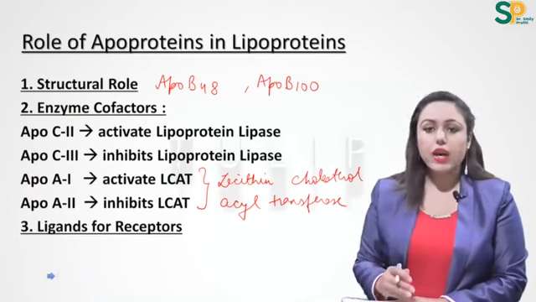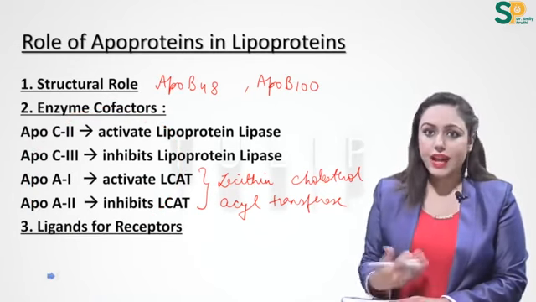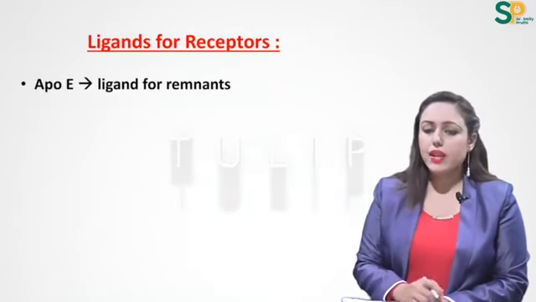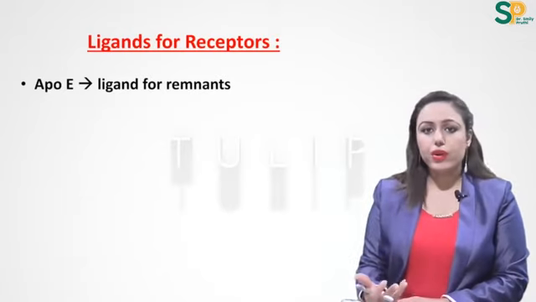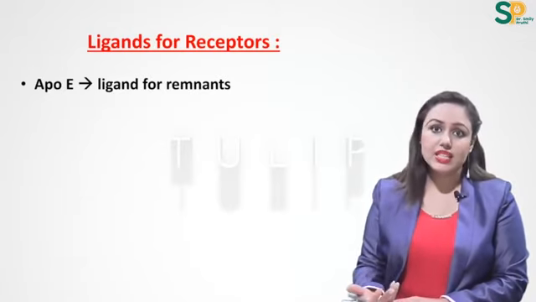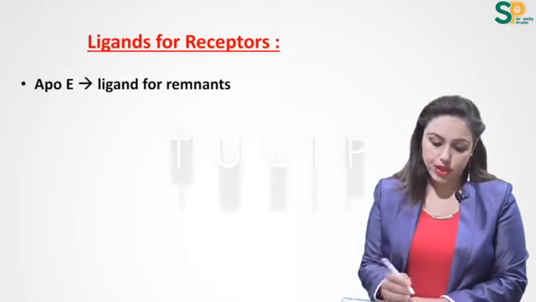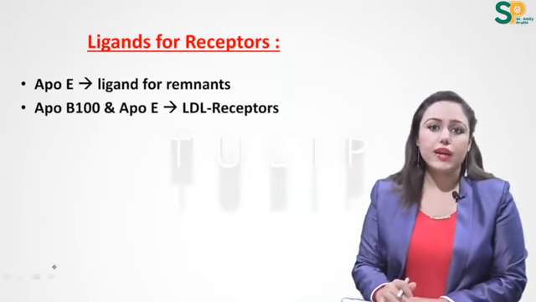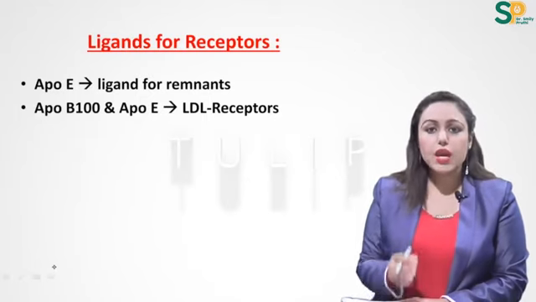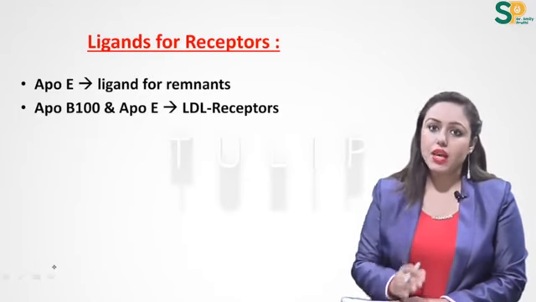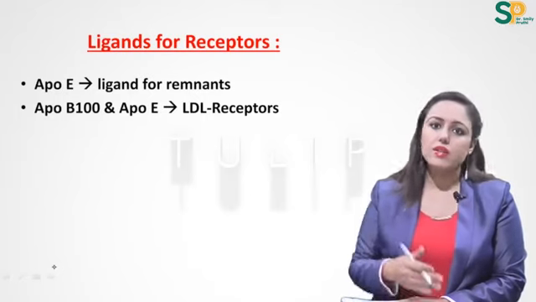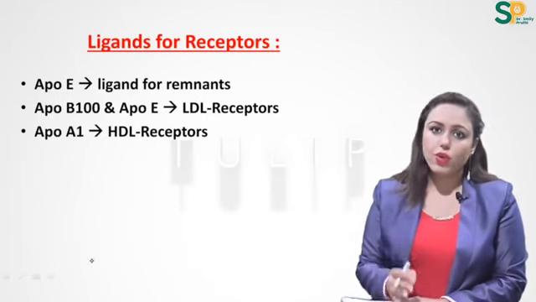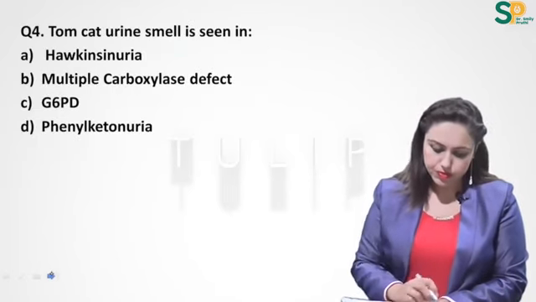Next thing is that these apoproteins can also act as ligands for the receptors. Example, Apo E is the ligand for remnants, that is chylomicron remnant, VLDL remnant, or IDL, that is intermediate density lipoprotein. Then Apo B-100 and Apo E, both are ligands for LDL receptors, but the main ligand is Apo B-100 and the minor ligand is Apo E here. And also Apo A-I is the ligand for HDL receptor, right?